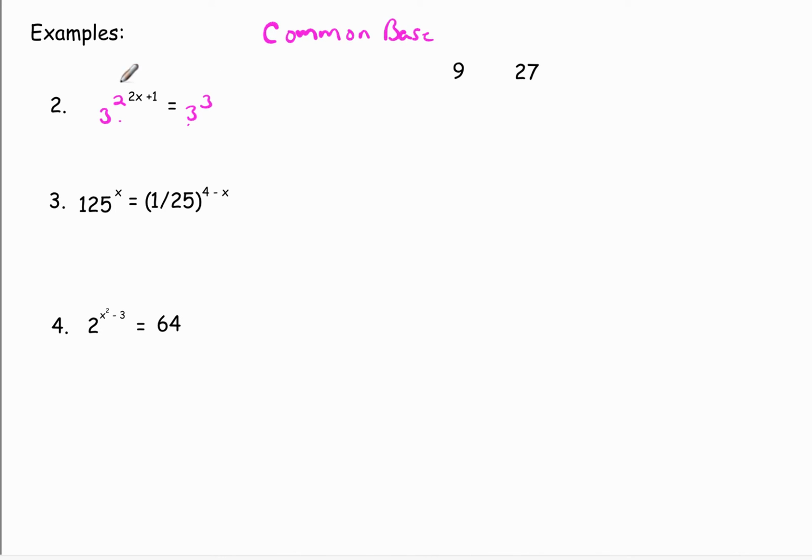We still have that in parentheses. So now that our bases are the same, we simply have to deal with the exponents. Multiply, we get 4x plus 2 equals 3. Little solving, and voila, that's the answer to this problem. X equals 1/4.